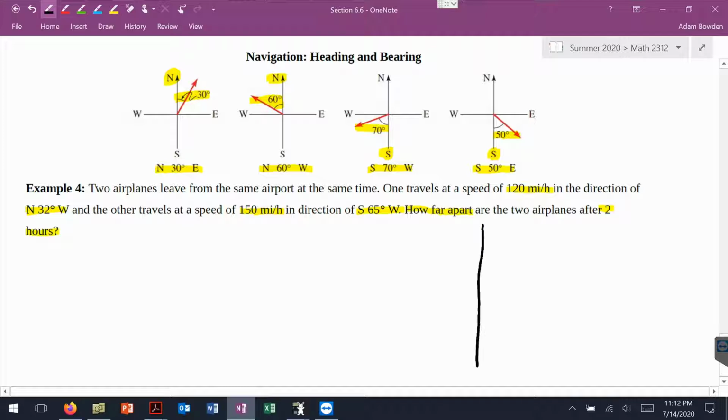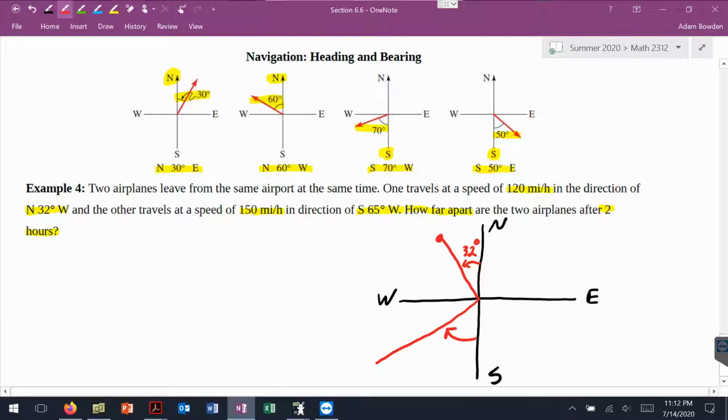Okay, so let's set up our illustration of their direction. North, south, east, west. The first one is heading north, 32 degrees west. So it's heading toward the north, but we're angling over toward the west by 32 degrees. So that's what that would look like here. The other one is heading south, but it's angling over toward the west by 65 degrees. So that's where the angles will go, either angling from straight north or from straight down south. And we want to know how far apart they are after 2 hours.